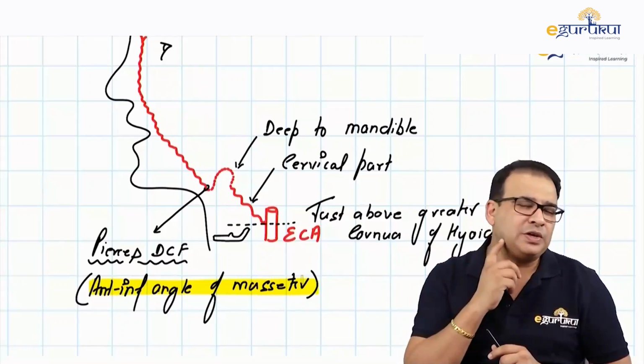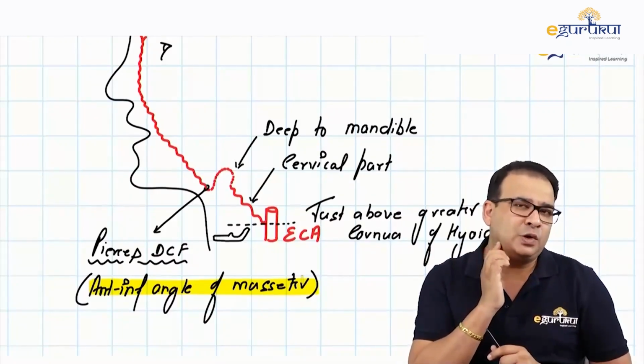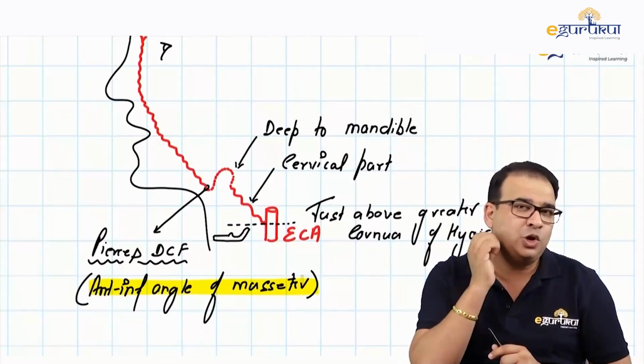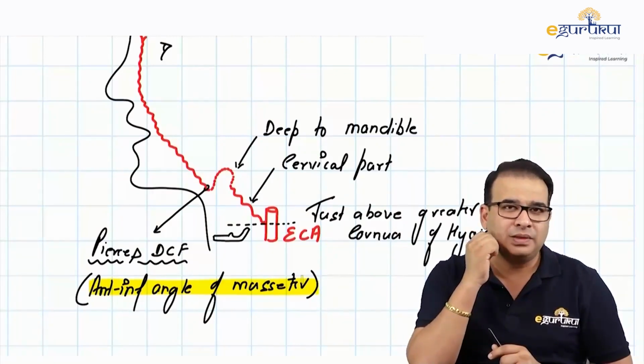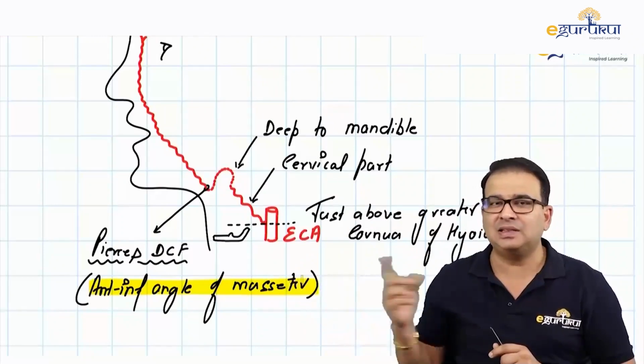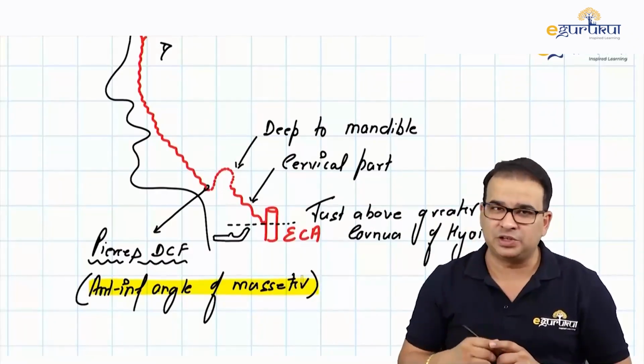Same story here. Facial artery is present very close to the lower border of the mandible. It is basically winding around the lower border of the mandible, close to the anterior inferior angle of masseter, and that is where you can feel the pulsation of the facial artery.